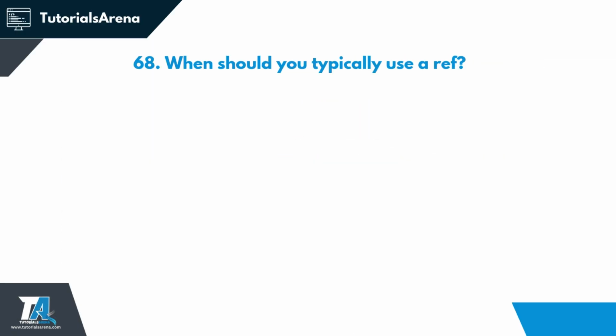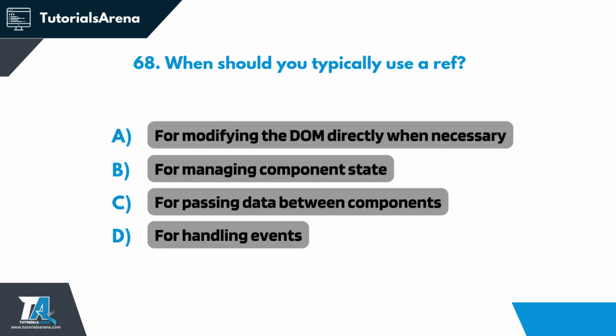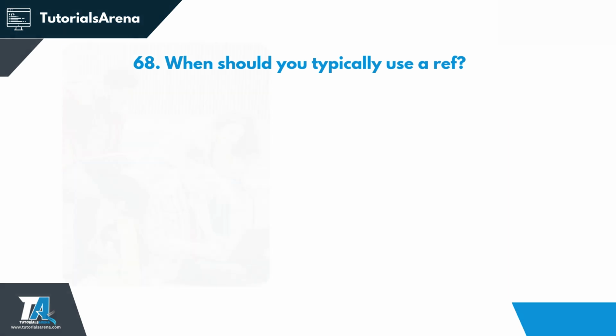Question 68. When should you typically use a ref? The options are Option A, for modifying the DOM directly when necessary. Option B, for managing component state. Option C, for passing data between components. Option D, for handling events. The correct answer is Option A, for modifying the DOM directly when necessary. Moving on to the next question.